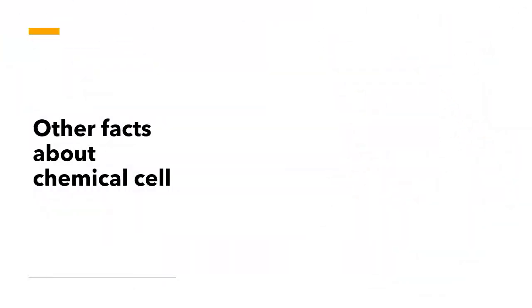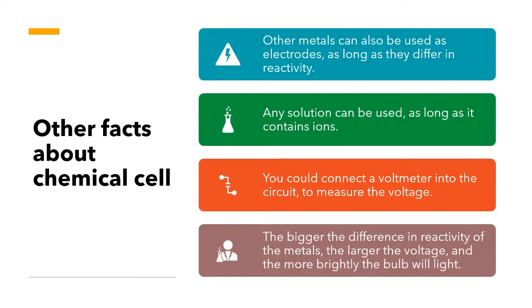Other facts about chemical cell. Other metals can also be used as electrodes as long as they differ in reactivity. Any solution can be used as long as it contains ions, which is an electrolyte. You could connect a voltmeter into the circuit to measure the voltage in place of the bulb. The bigger the difference in reactivity of the metals, the larger the voltage and the more brightly the bulb will light.